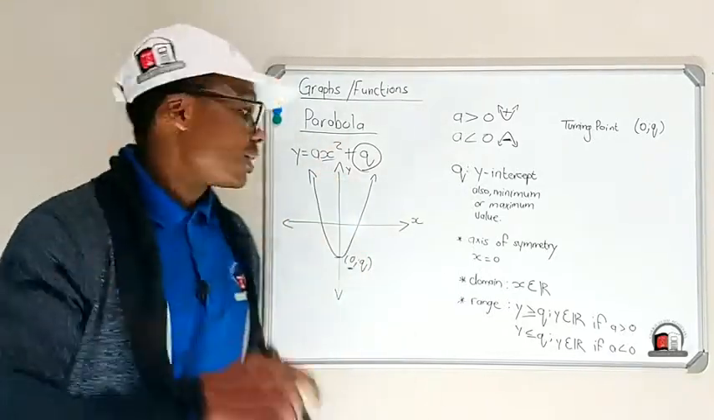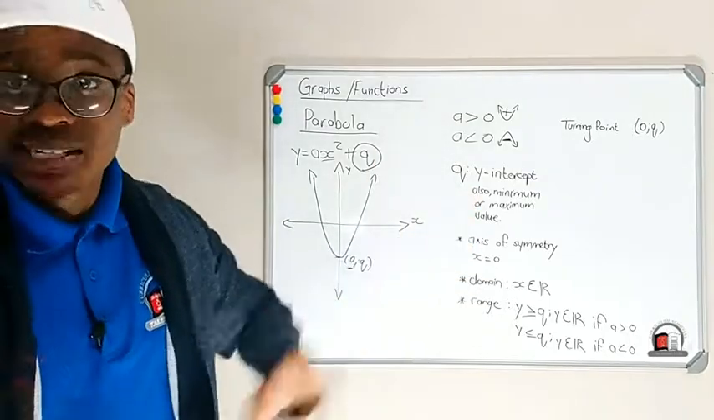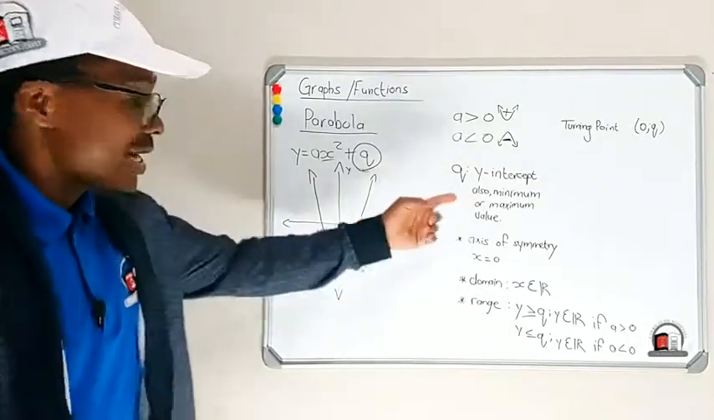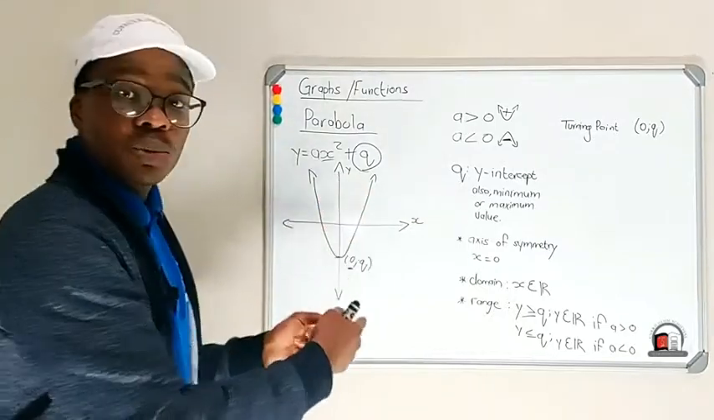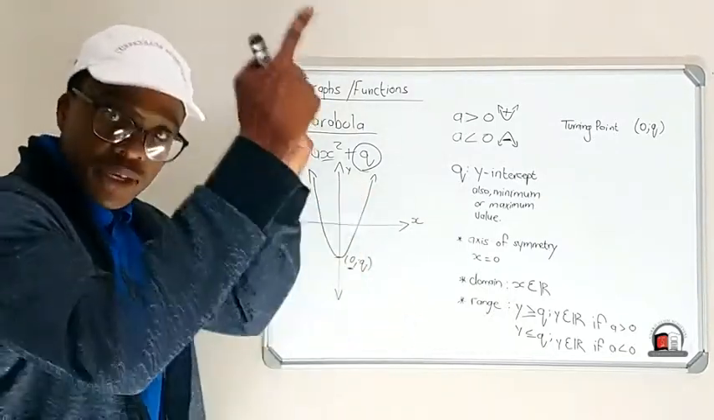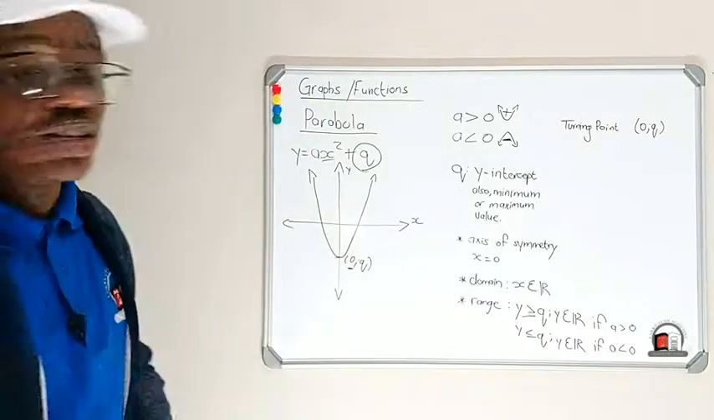But anyway, that is basically what it means. Okay, maximum would be coming from the top. Minimum would be coming from the bottom, going up. Okay, and that's from the turning point.